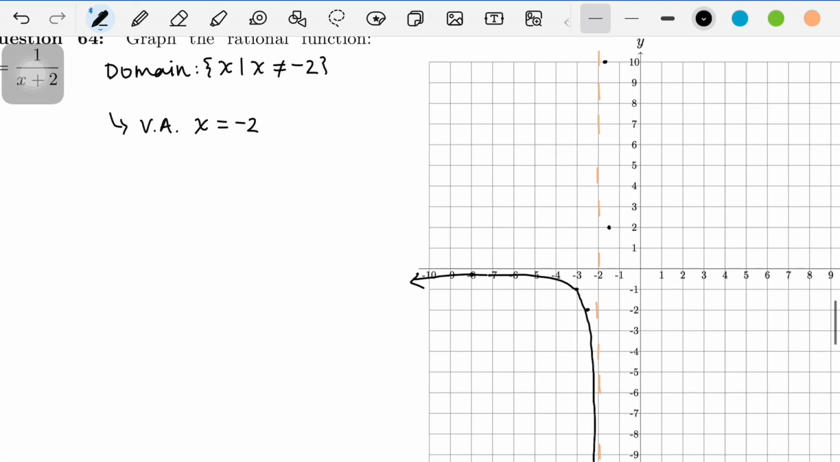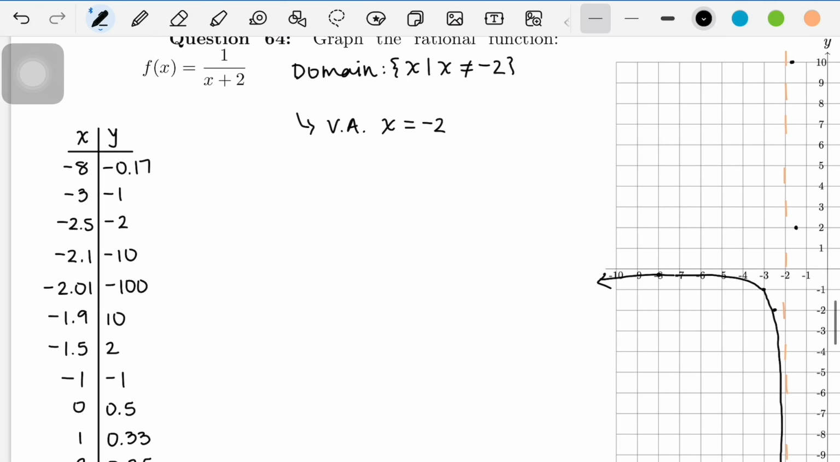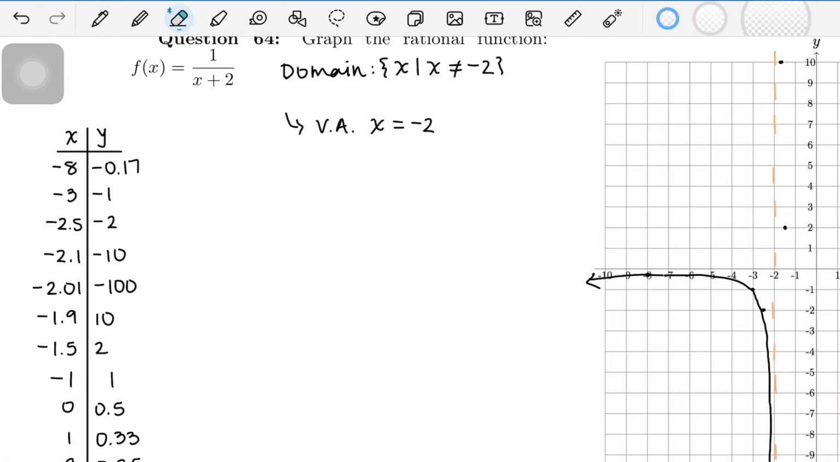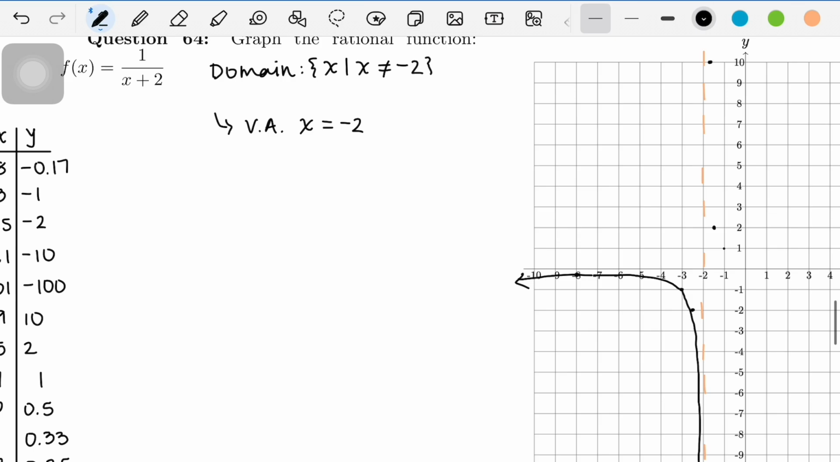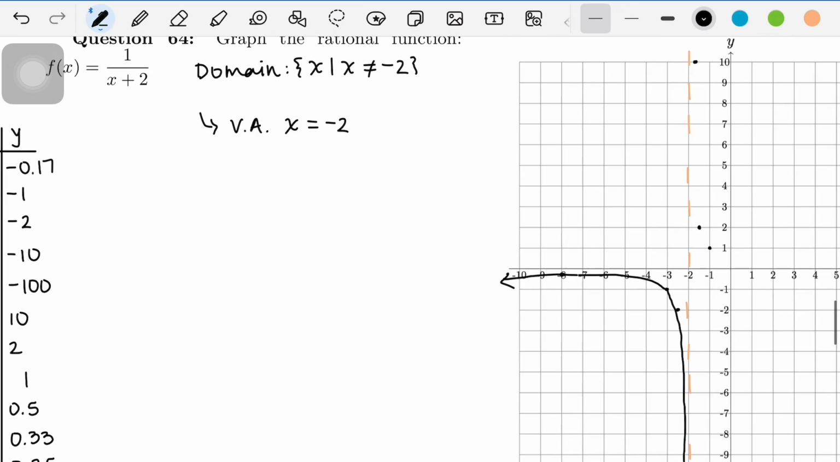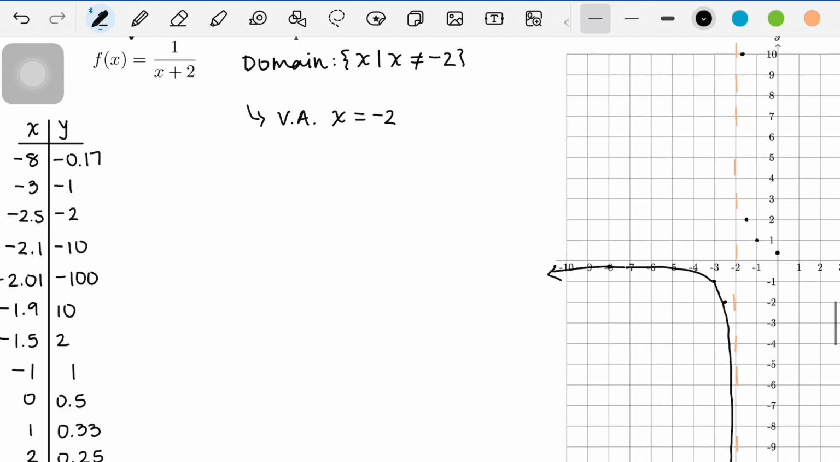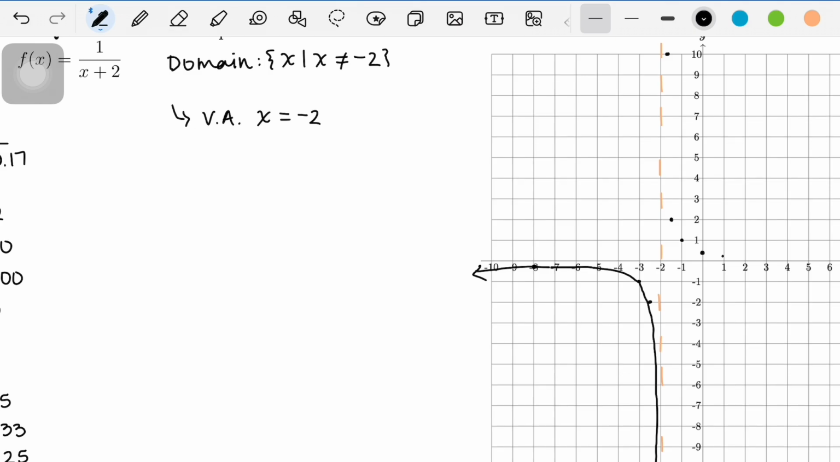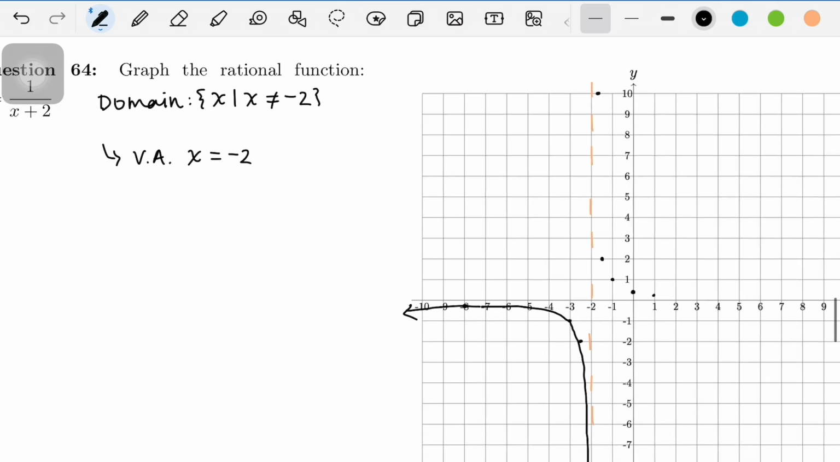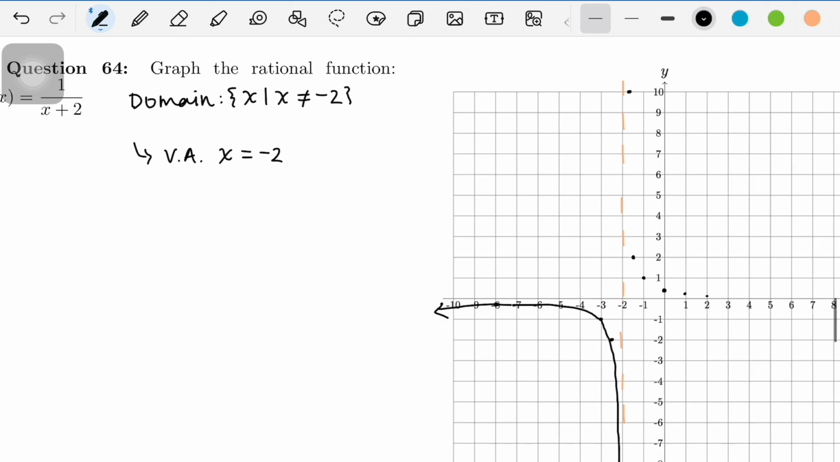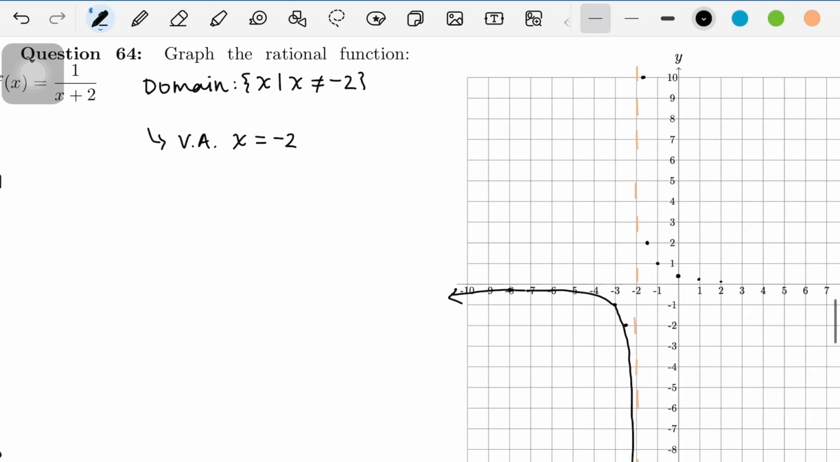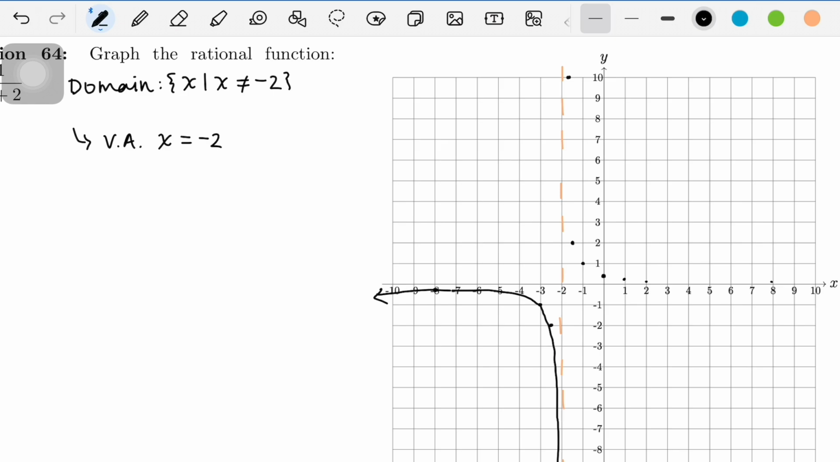Continuing this process, -1 is going to give us a +1. This should be +1 there. 0 is going to give us a 0.5 value, so right around there. 1 is going to give us 0.33, so maybe right around there. 2, we get 0.25. And then lastly, if we plug in 8, we're going to get 0.1. So the graph of this guy is going to be this curve that looks something like this here.